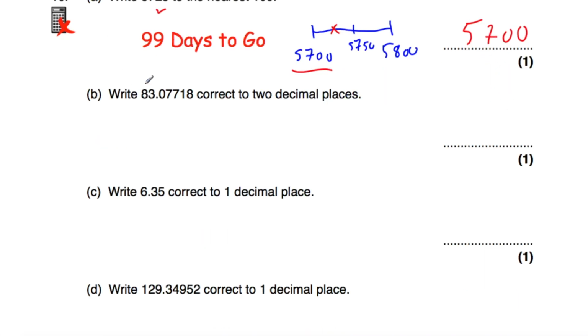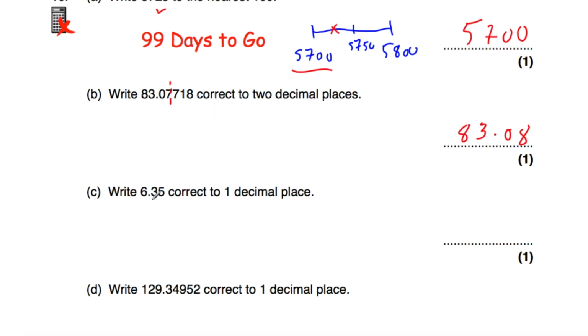Okay, next we've been asked to round 83.07718 to 2 decimal places. So to 2 decimal places, that's 2 decimal places. So let's look at the digit in the third decimal place. It's a 7, so we're going to round up. So the answer would be 83.08. And if we consider the number line, this number is closer to 83.08 than it is to 83.07.